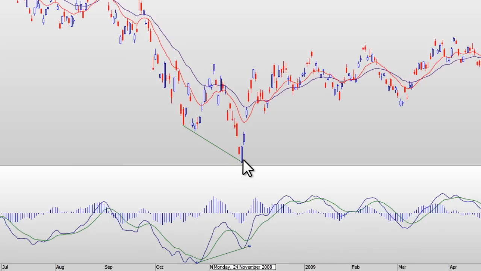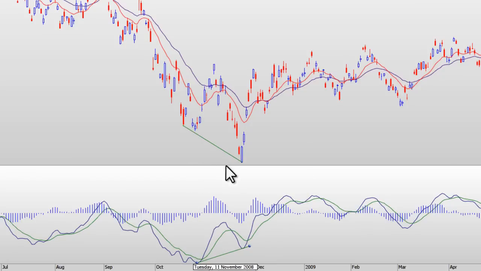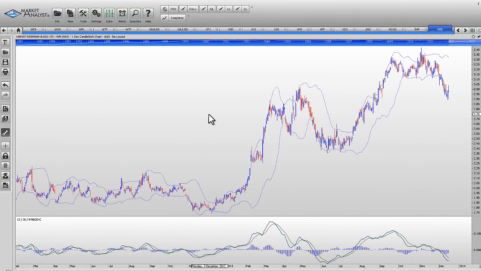And so we then saw BHP move from $20 to $30 basically in the space of about a week. So that was a 50% gain. That is one way to use the MACD. It's, in my opinion, a more reliable way to use the MACD for signaling entries and exits. Let's have a look at it on another stock called Harvey Norman.